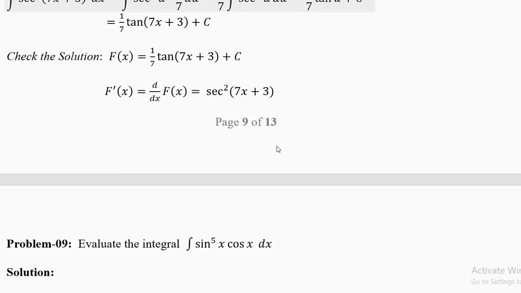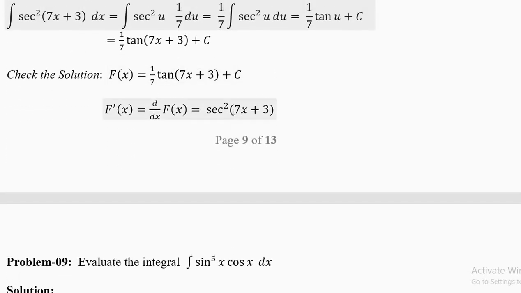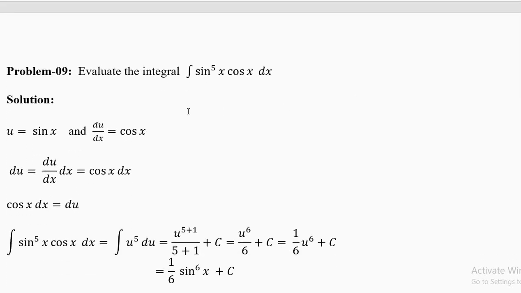When you differentiate tangent, you will get secant square. Now evaluate the integral of sine power 5 x cos x. The derivative of sine is cosine. Last time it was sine x cos x, the power was 1. Now here the power is 5.